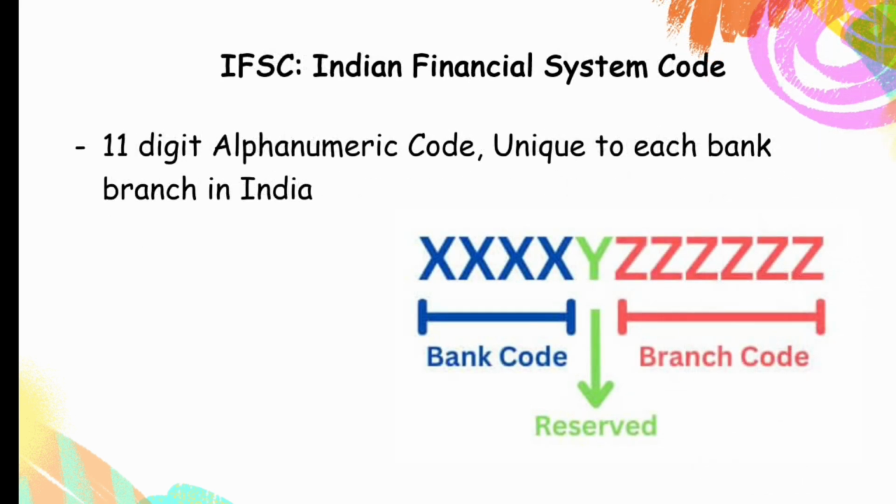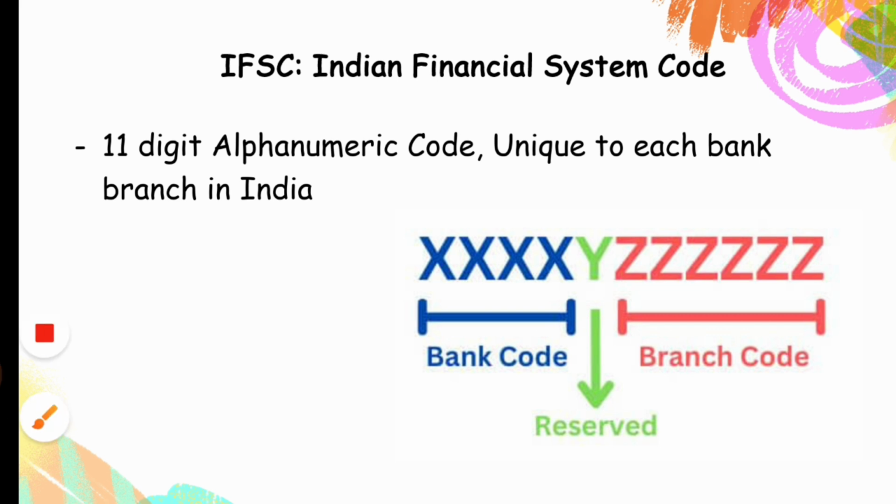And then if you see IFSC code, the full form is Indian Financial System Code. Here it is an 11-digit alphanumeric code. Alphanumeric in the sense it includes both alphabets and numbers. So it is an 11-digit alphanumeric code, which is unique to each branch in India. So if you see SBI, SBI will have a separate particular IFSC code. If you take Indian Bank, if you take CUB, if you take any other bank, it will have its own IFSC code. So it changes from bank to bank and branch to branch.